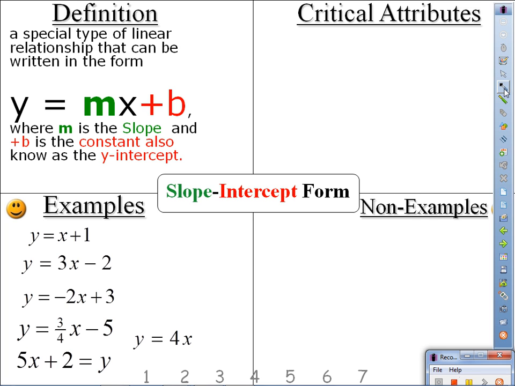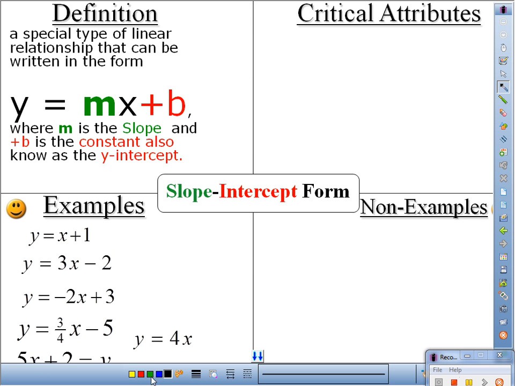Because, check this out. If the slope-intercept form tells me that m stands for slope and the plus b stands for the y-intercept, that means that the coefficient of x, the number next to the x, multiplying x, is the slope. And the constant, the number that is at the end of the equation, is the y-intercept. Therefore, look at this one as we look up.